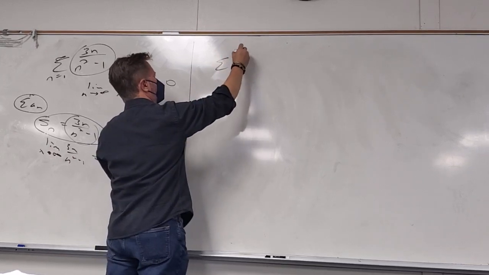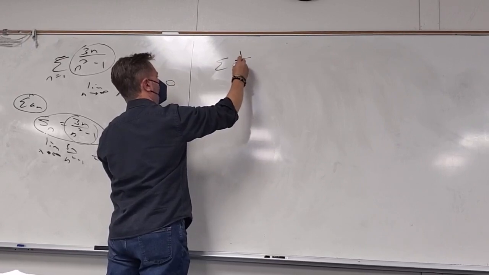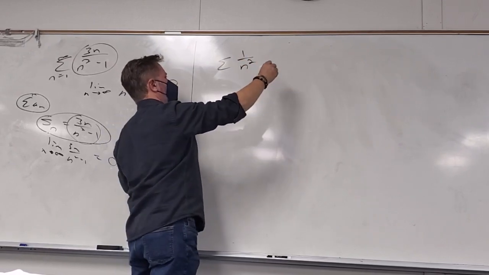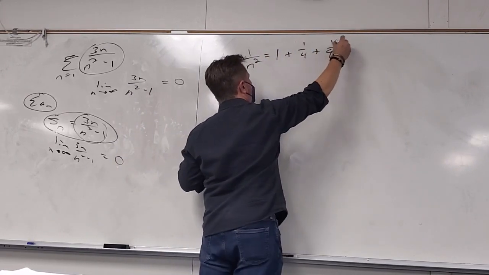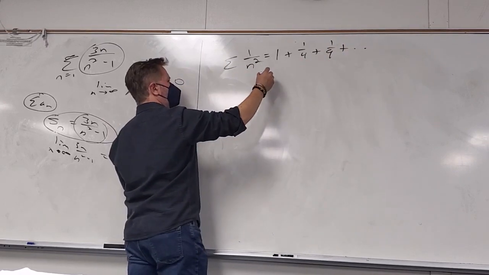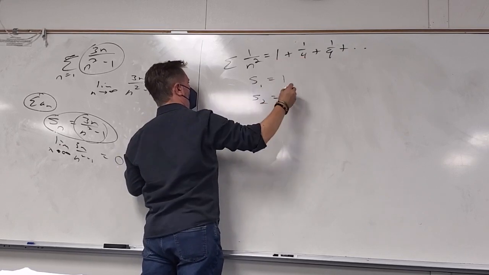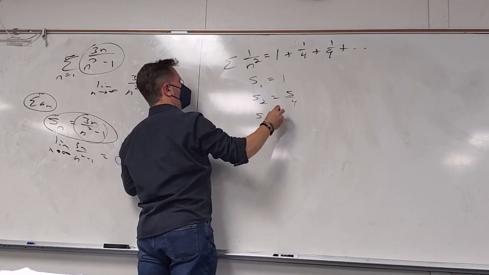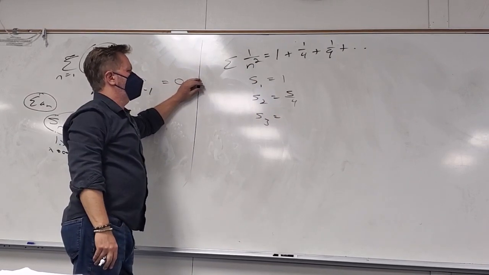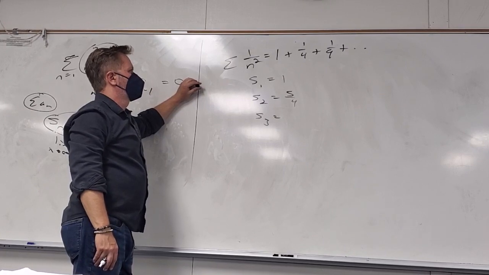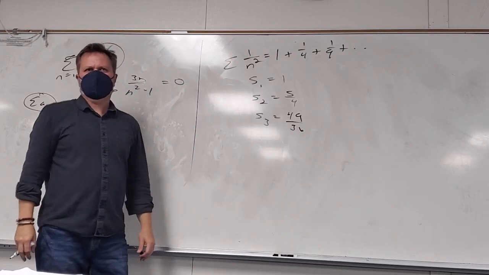So if I had this, I don't know, what's a good one to do? Let's just do, sure, okay. So this is 1 plus 1/4 plus 1/9 plus dot dot dot, right? So S1 is 1, S2 is 5/4, is that cool? S3 would be 49 over 36, maybe? Okay, I don't know.